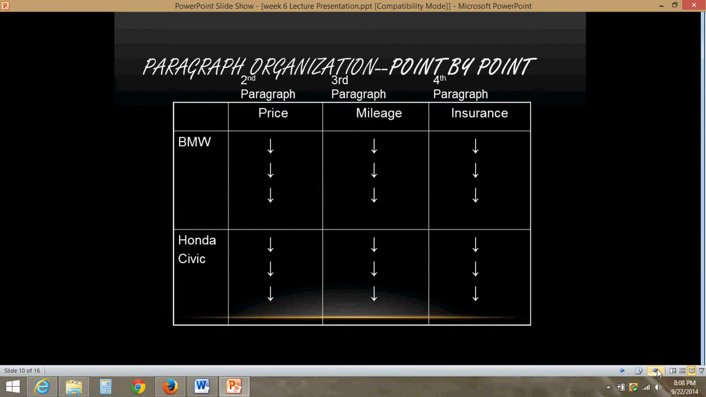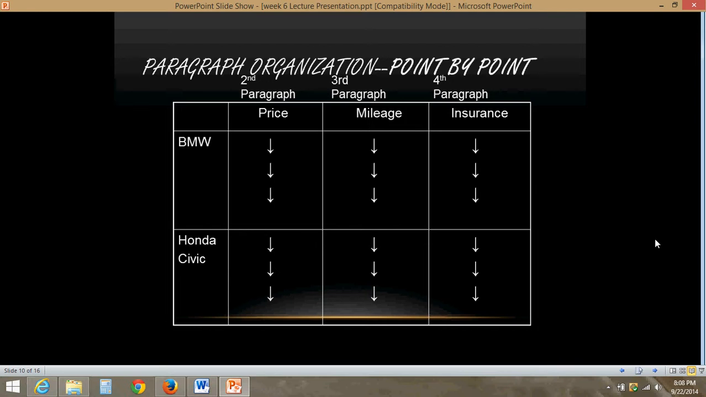The other type of paragraph organization would be point by point. So this is when you're actually comparing the detail on its own. So you might have the second paragraph talking about price of BMW, price of Honda Civic. Then you go to the third paragraph, BMW mileage, Honda Civic mileage. Fourth paragraph, BMW insurance, Honda Civic insurance. So you're going back and forth between topics and discussing each of the details about that topic separately.